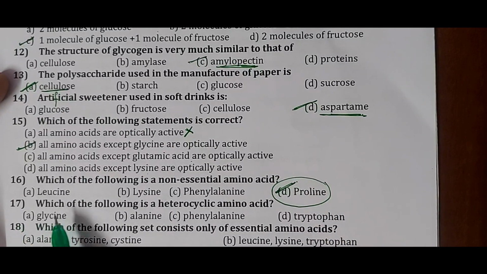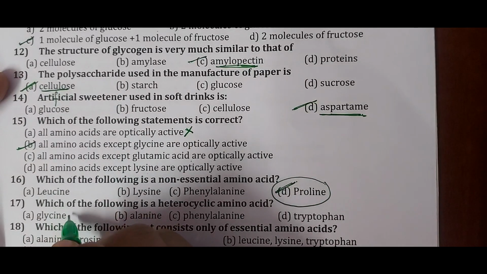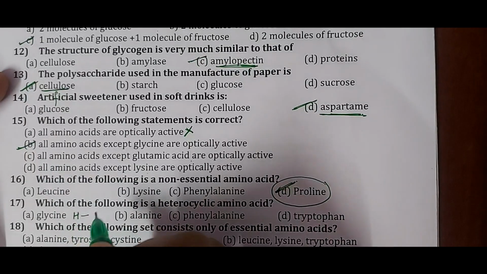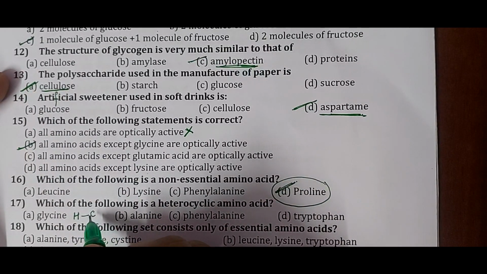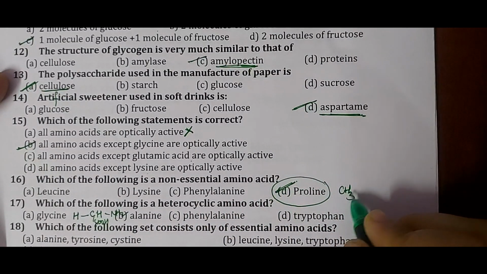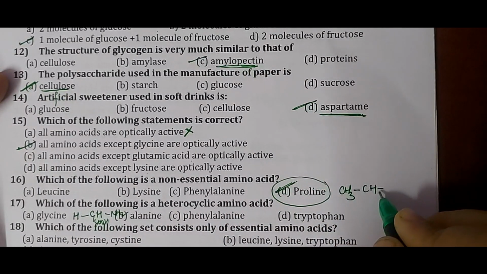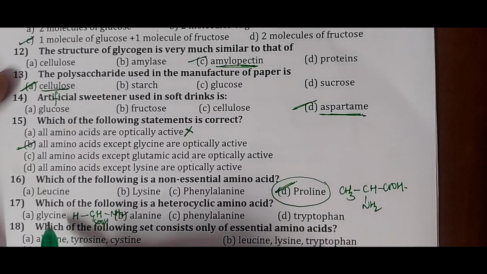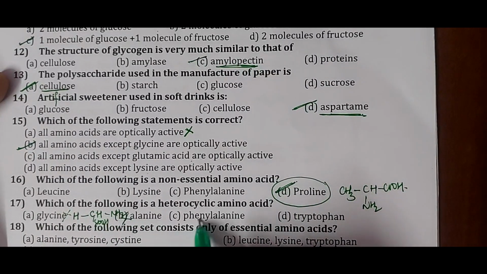Next, question number 17. Which of the following is a heterocyclic amino acid? The structure of glycine we can simply write as H, CH, NH2, COOH. Alanine is CH3, CH, NH2, COOH. So this is not a heterocyclic amino acid. Alanine is also not a heterocyclic amino acid.